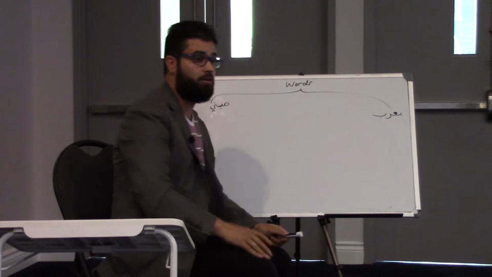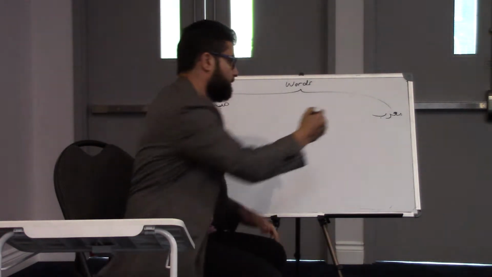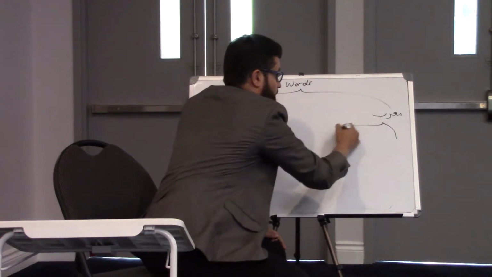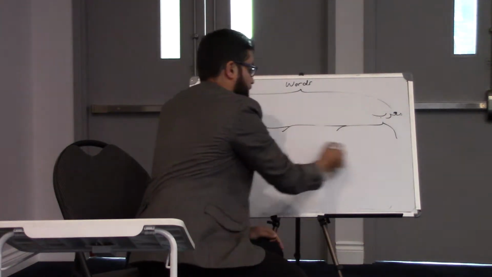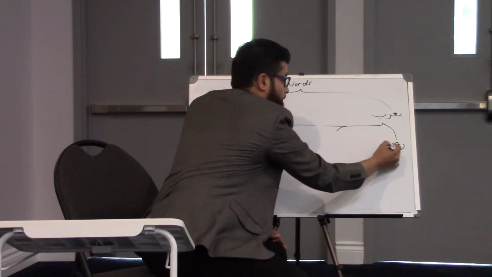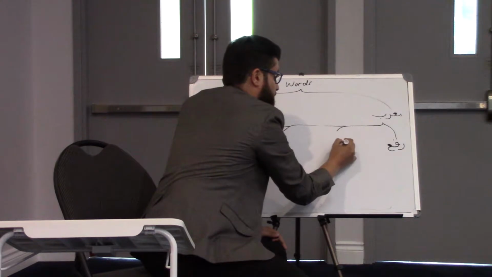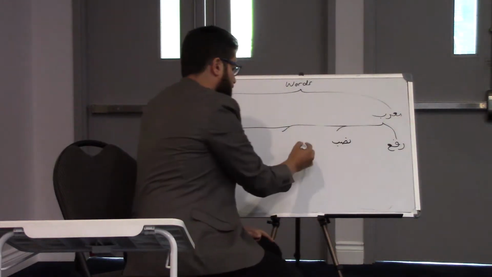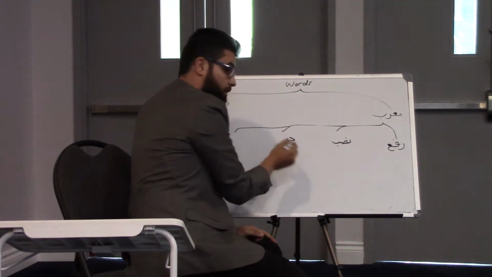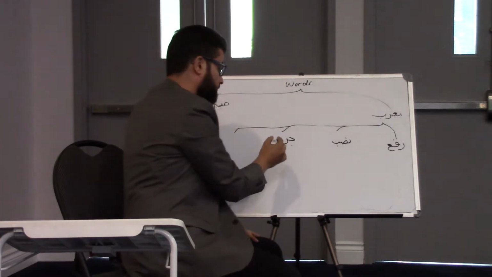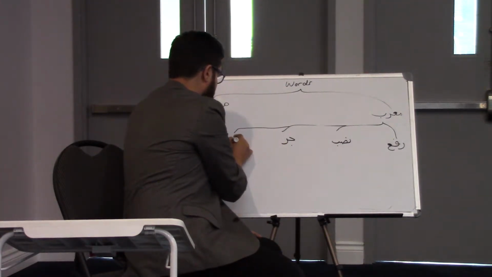Now, what are these different capacities? There are four statuses. 1, 2, 3, 4. There is rafa', there is nasb, there is jar or khafd. Either word works, right? So please keep that in mind. And jazm.